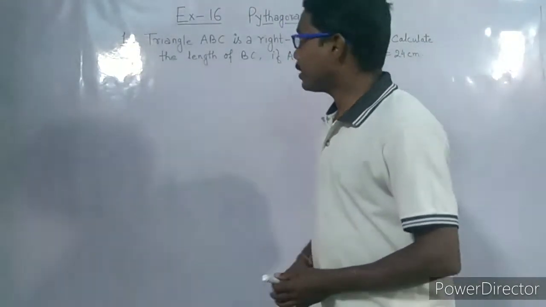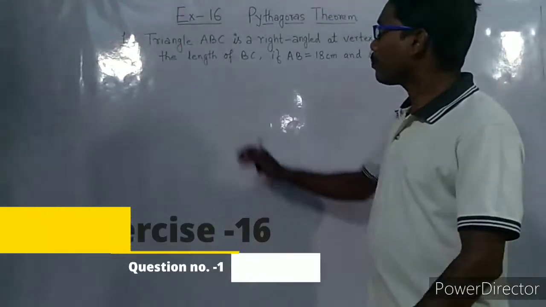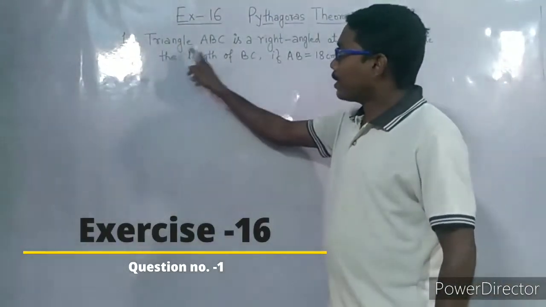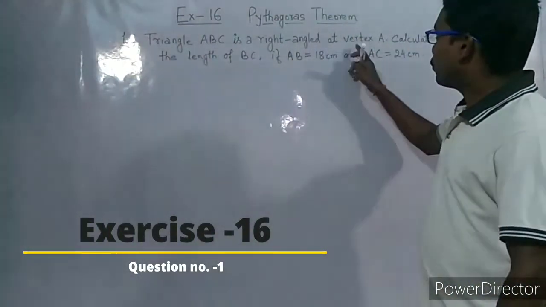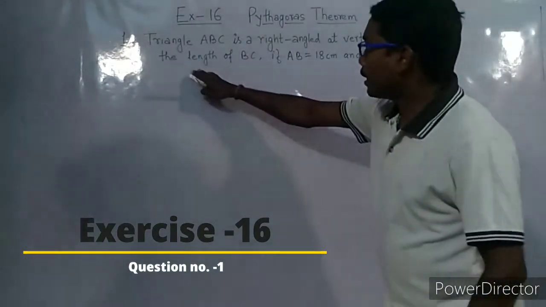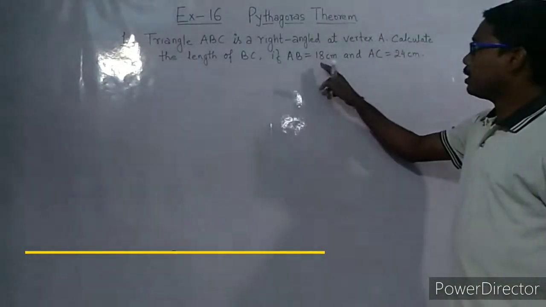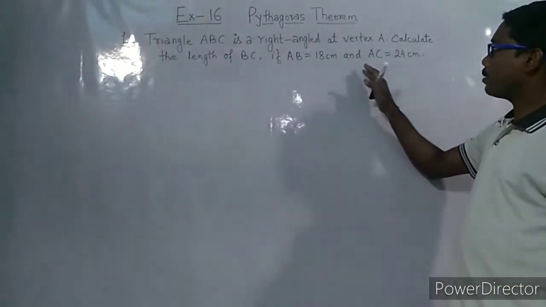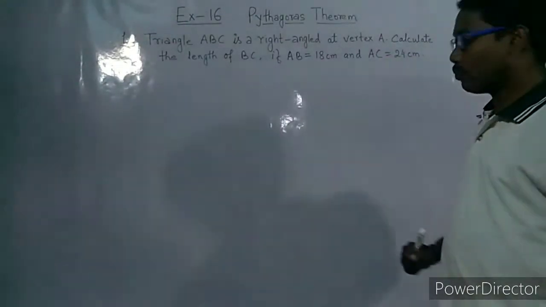So let's see the first question. Triangle ABC is right angled at vertex A. Calculate the length of BC if AB is equal to 18 cm and AC is 24 cm.